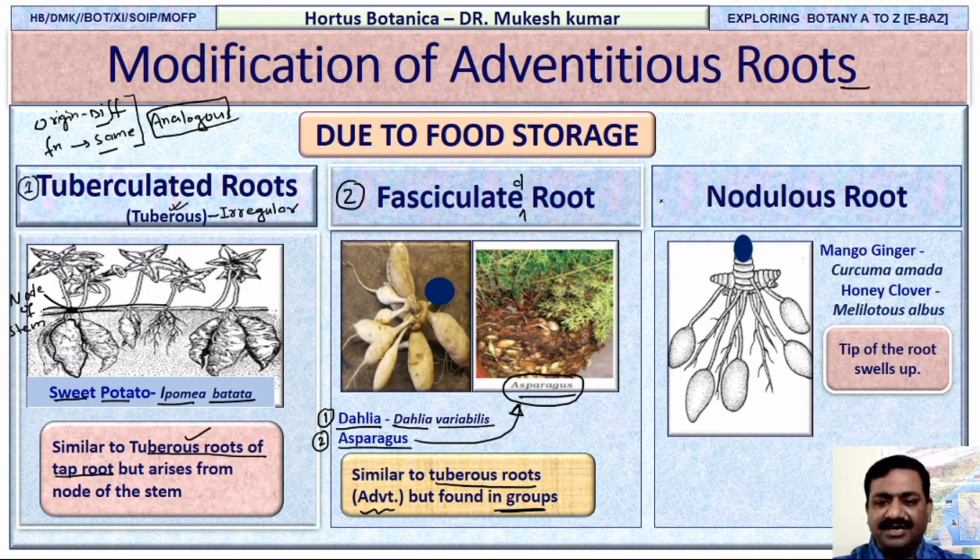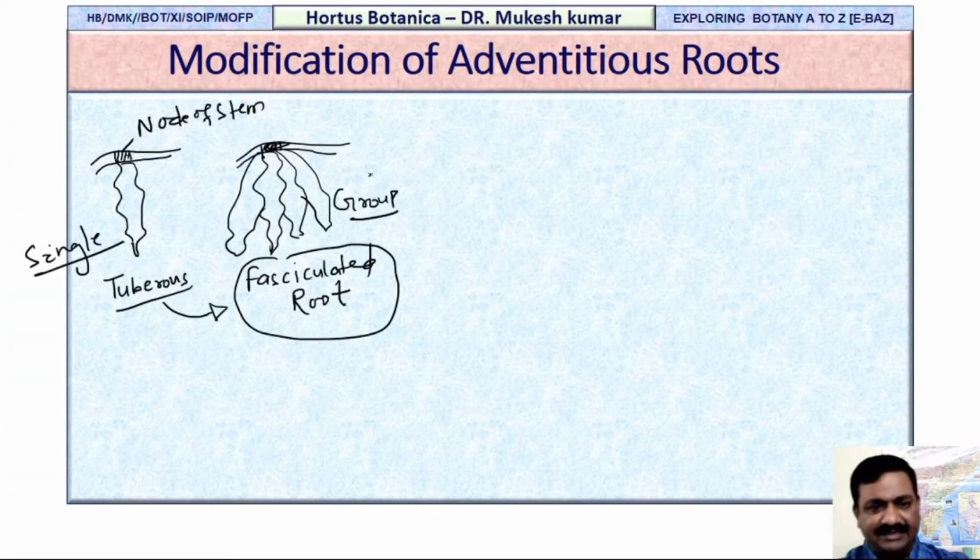Okay, now talk about the third type of the root, and this is called nodulous root. By name it is very much clear. Nodule is there. Let's understand here. See, we have this various structure, and these are the nodes of the stem.